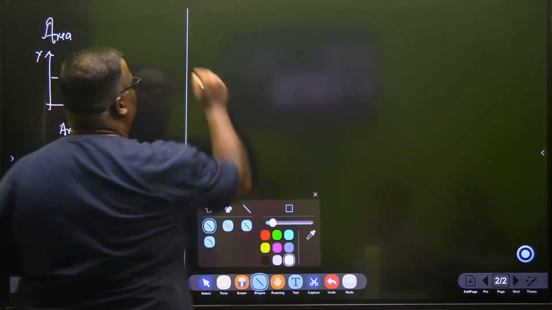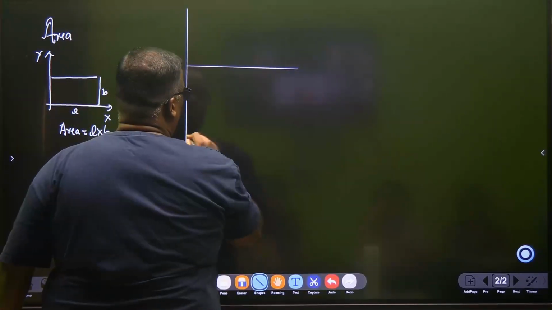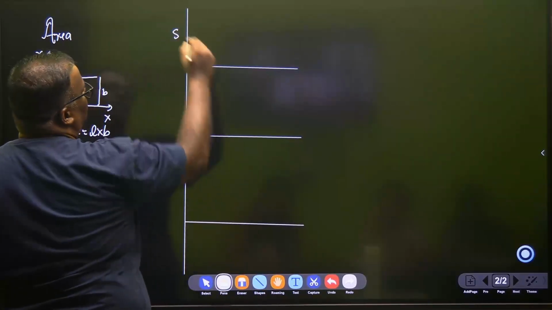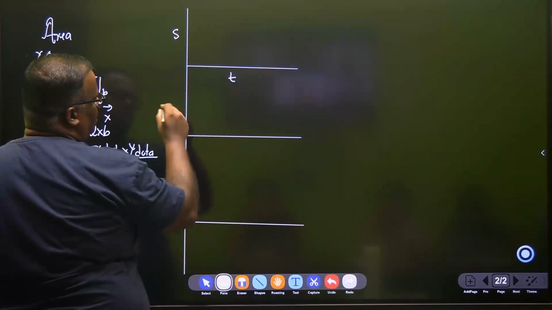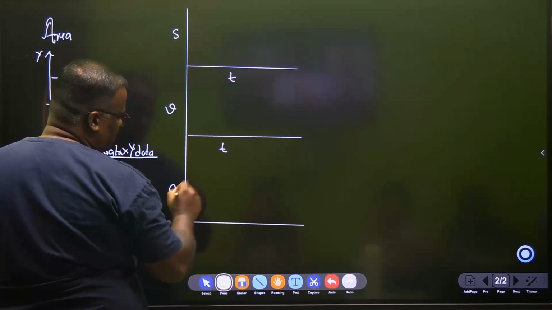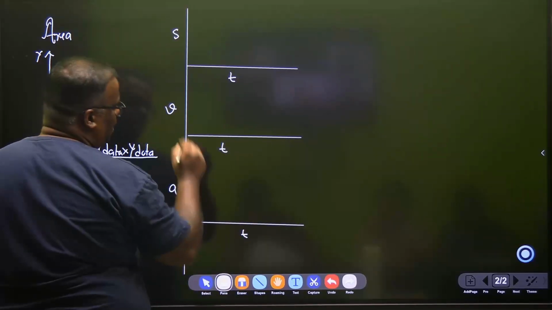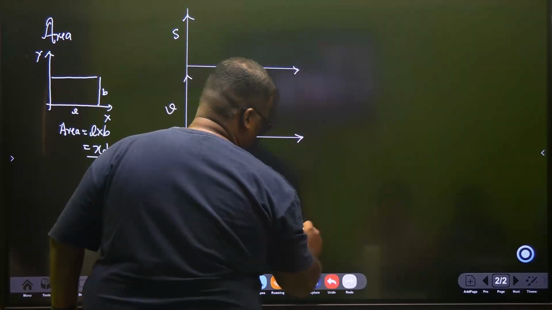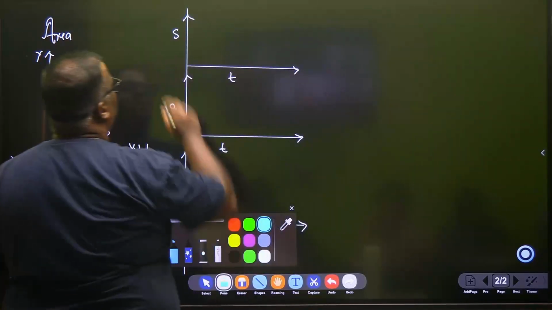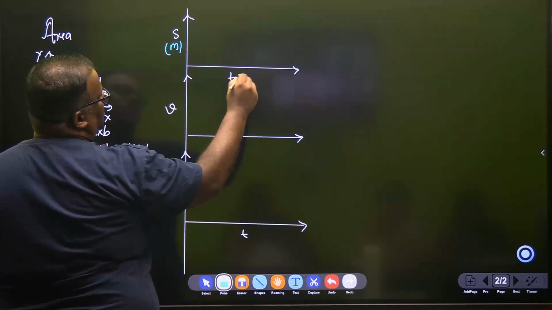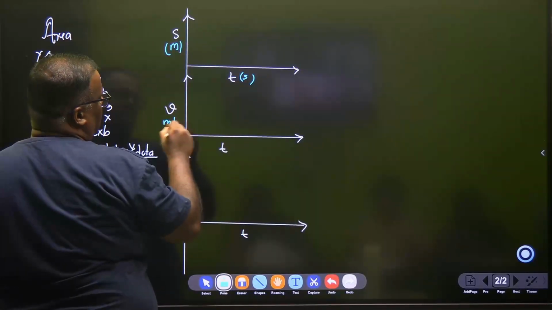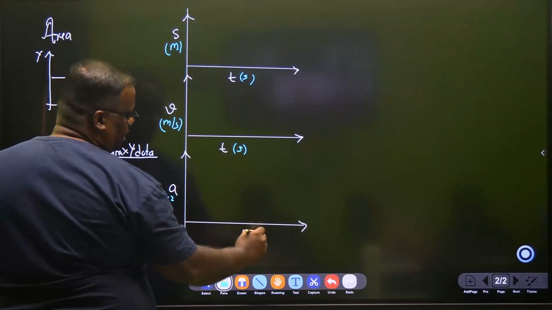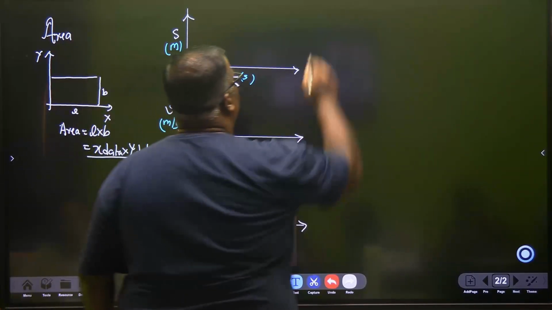Now I'll do it in that manner. Okay, graph 1, graph 2, and graph 3. The first graph is an ST graph, the second graph is a VT graph, the third graph is an AT graph. Right, and I write their units. This is meter, this is second, this is meter per second, this is second, this is meter per second square, and this is second.